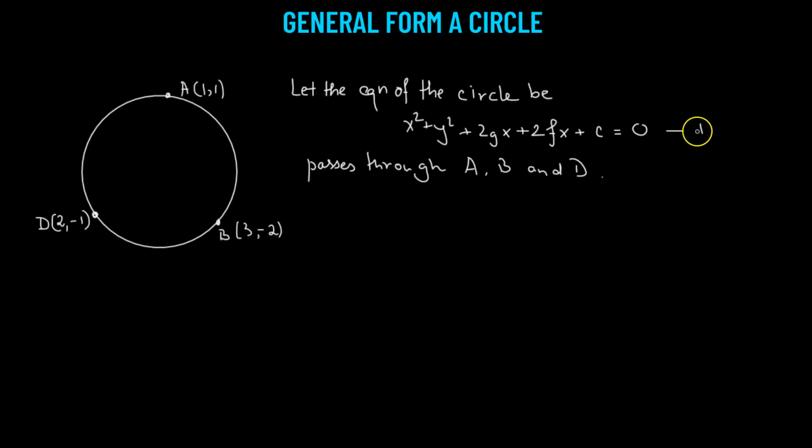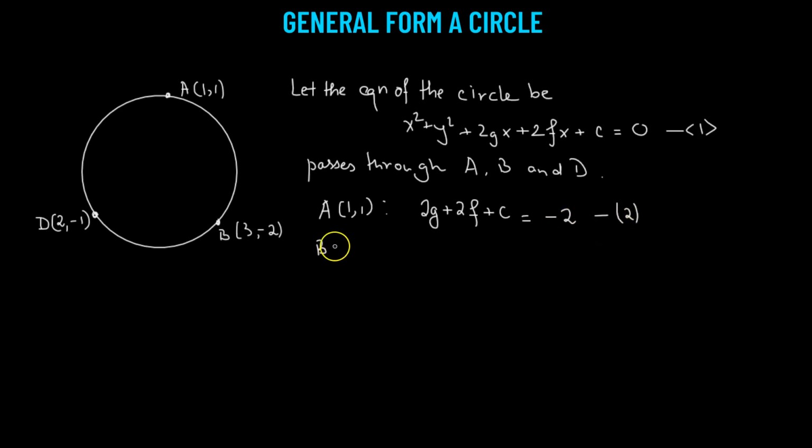Let's label this as equation number 1. Now for the point A, which is given by 1, 1, we substitute x with 1 and y with 1 into equation number 1 and rewrite it to get 2g plus 2f plus c equals negative 2. Let's call it equation number 2.